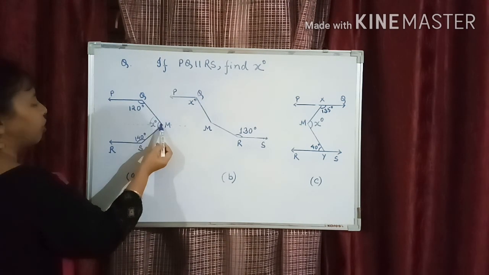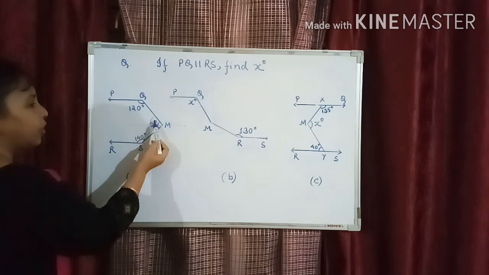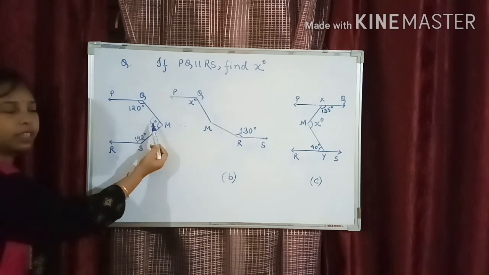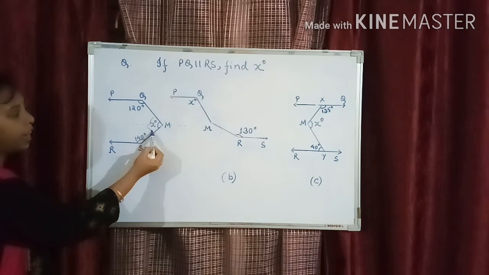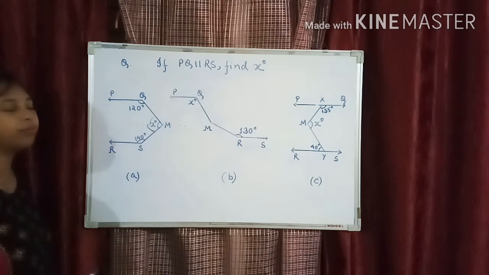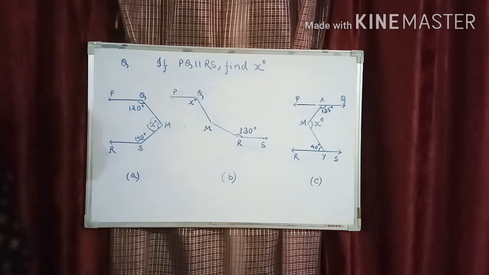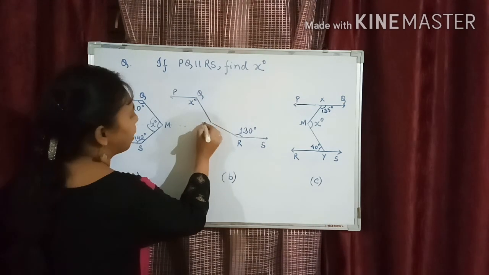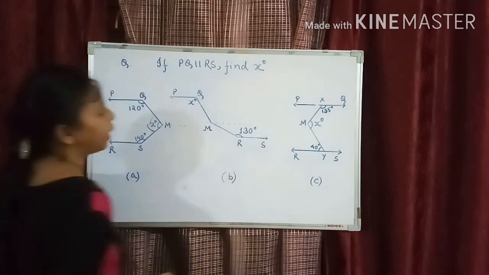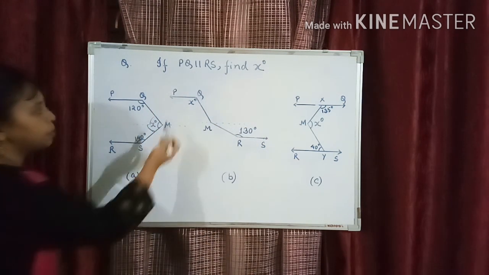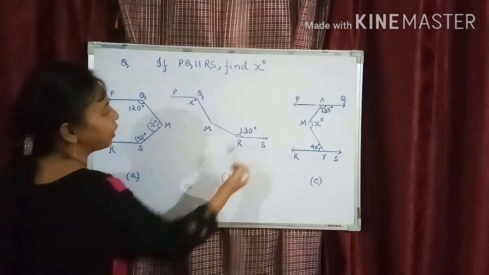this angle you can find out, because these two are interior angles on the same side of the transversal. In this way, this side interior angle also you can find out. After that, if you add both of them, you will get the value of x degree. In this way, through M you have to draw a parallel line which is parallel to both PQ and RS.